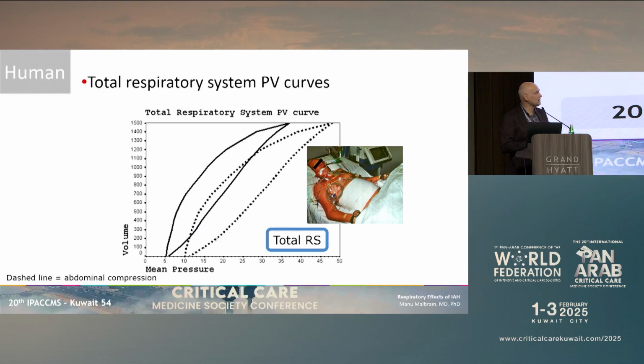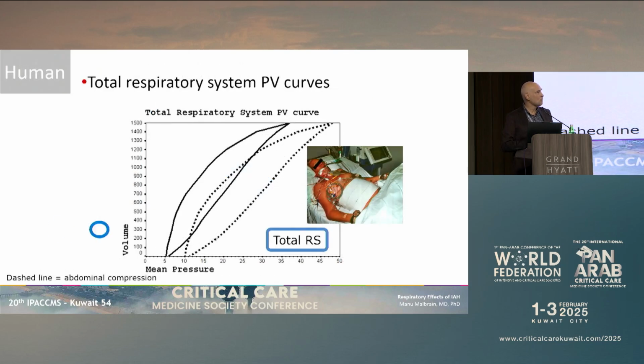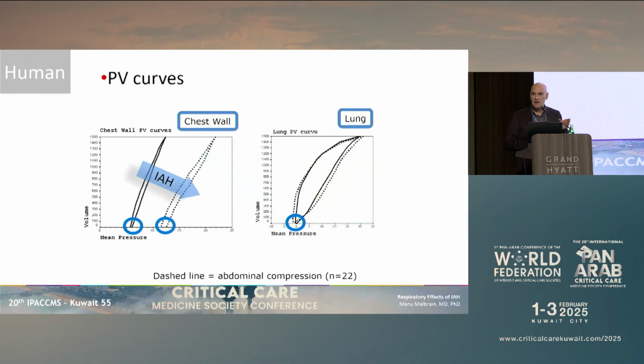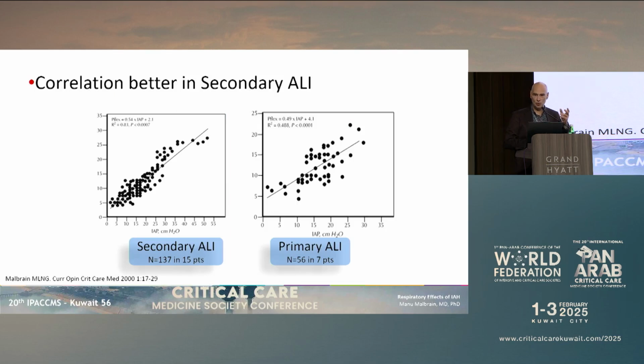In a study in rats, it was also found that there is a good correlation between abdominal pressure and the lower inflection point to set your best and optimal PEEP. And the higher the abdominal pressure, there is a rightward shift, alluding to a poor compliance. We did some preliminary studies in humans where we found that there is a rightward shift of the total respiratory system PV curve, and the problem was in fact lying in the chest wall, by measuring pleural pressures. We found a good correlation between abdominal pressure and the lower inflection point, especially in secondary ARDS and less in primary ARDS.